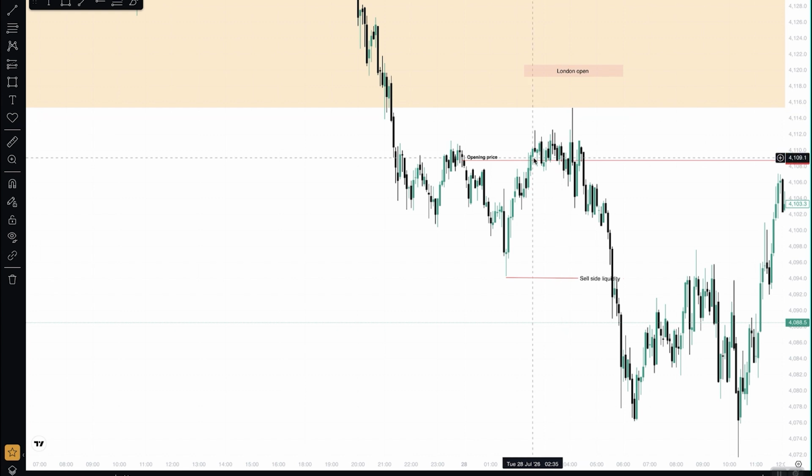But anyways, I'm using these ideas to frame setups within price. So we had the opening price here at midnight. During the London session, I'm anticipating sales within the market. What do we see? We see price trade higher.